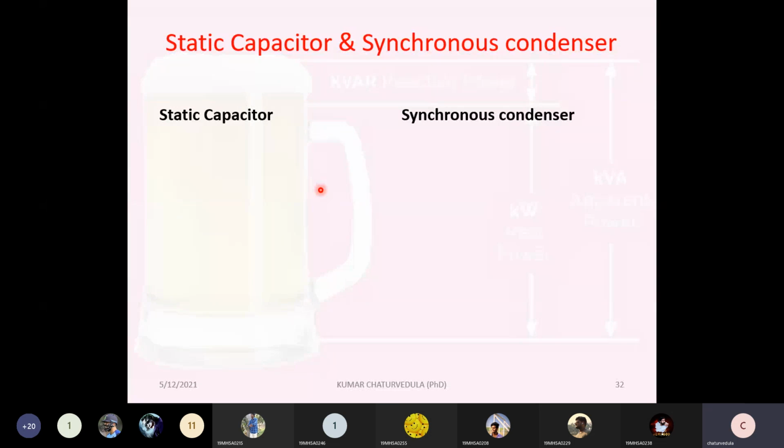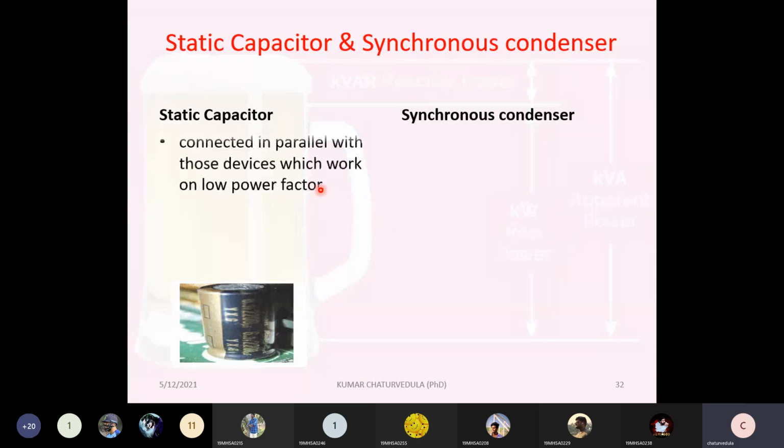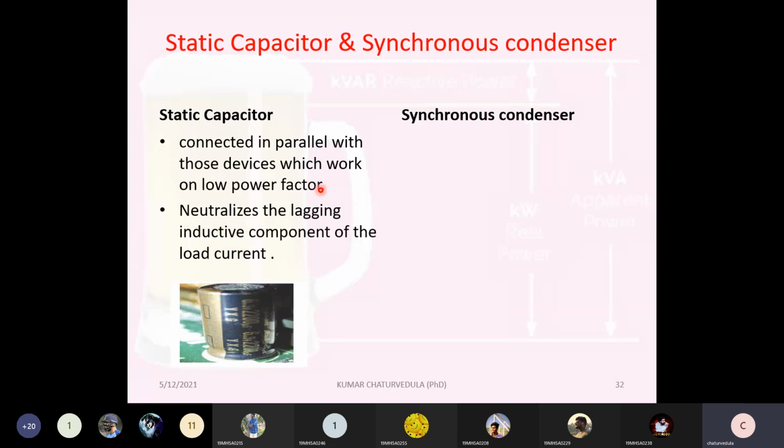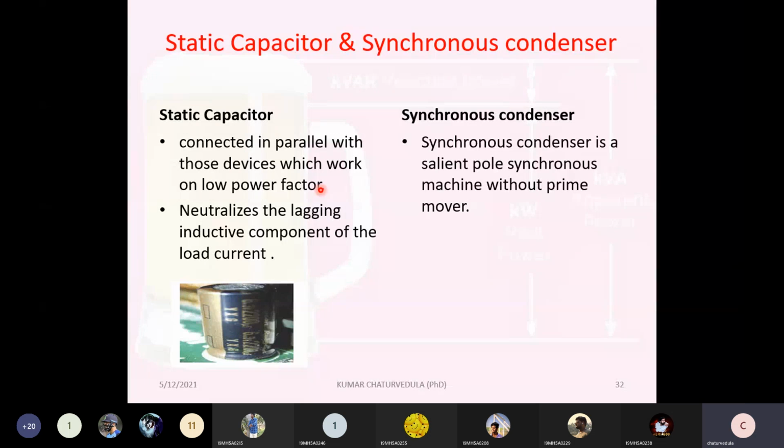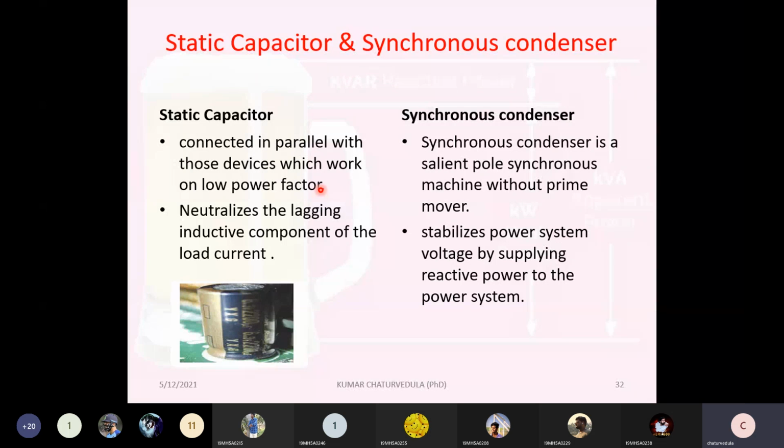Now let us look at the benefits of using a static capacitor and a synchronous condenser. First, the static capacitor is connected in parallel to the devices which work with low power factor, and it neutralizes the lagging component of current, that is, the inductive current drawn by the inductive loads. Whereas the synchronous condenser is a salient pole synchronous machine, used to stabilize the power system voltage by supplying reactive power.